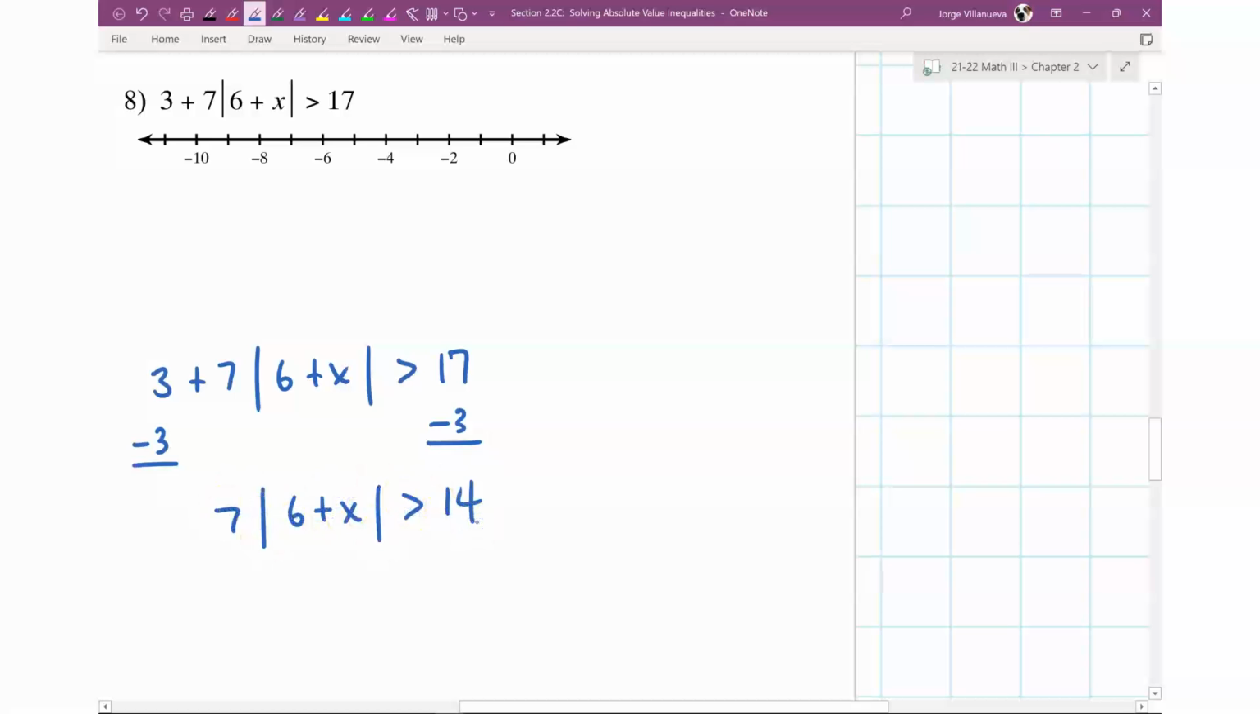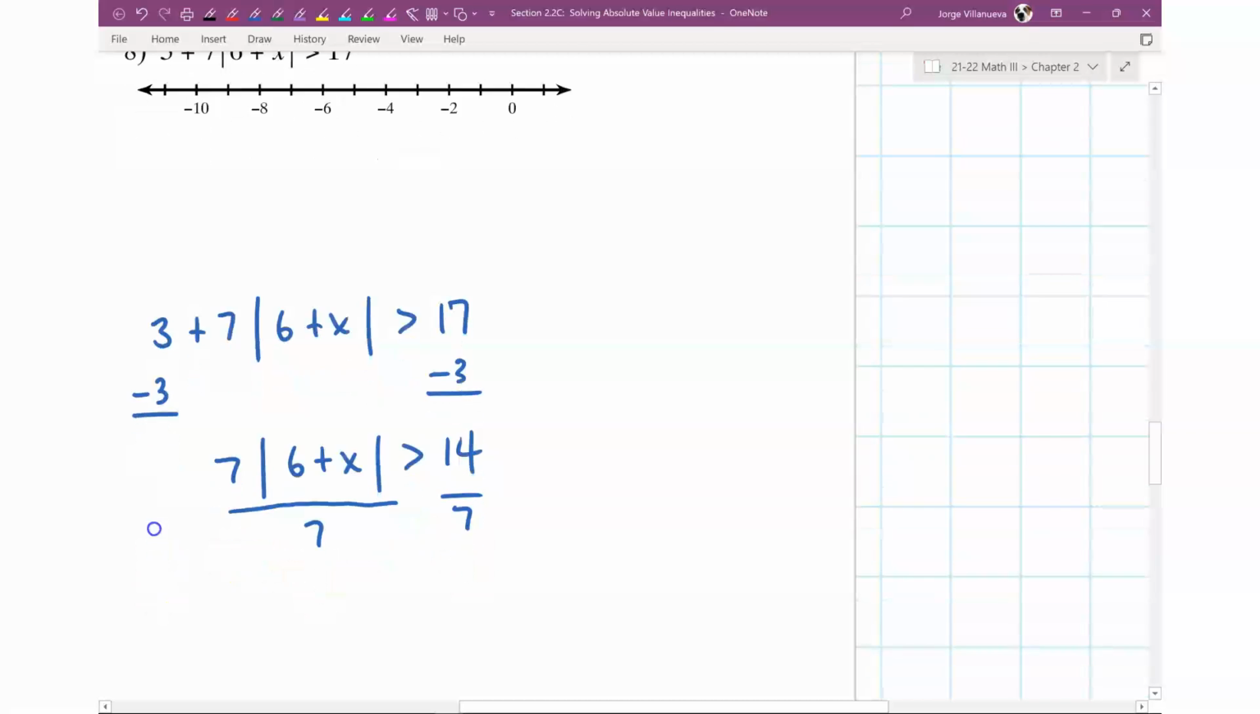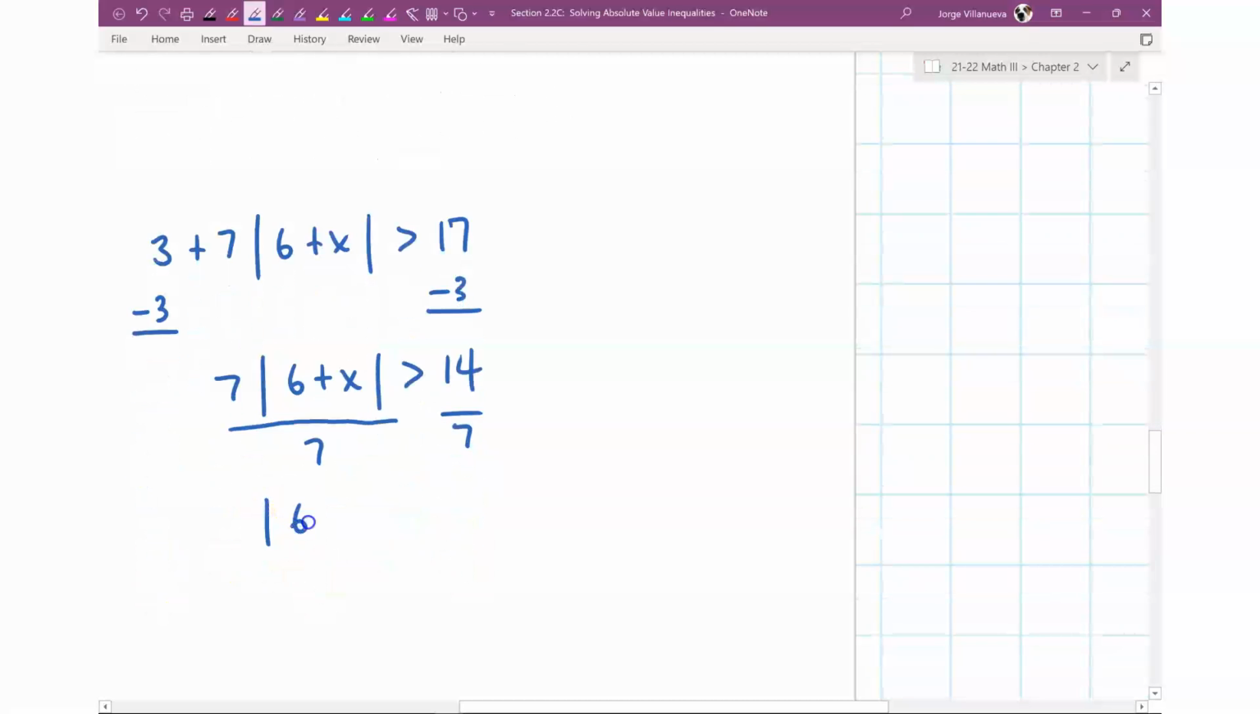And now what do I do? All right, so let's get that 7 out by division, right? So I get absolute value of 6 plus x is greater than 2. And now I'm done, right? Like, I have it set up. Is this an and or an or problem? Notice the inequality is pointing away from it. That's or, right? This is an or problem. So we know that they're going to be going in opposite directions. Okay? So let's go ahead and solve this.